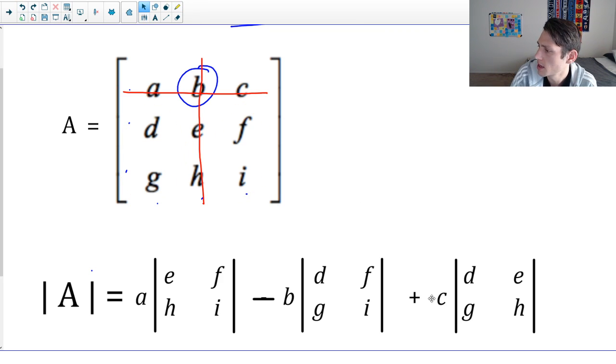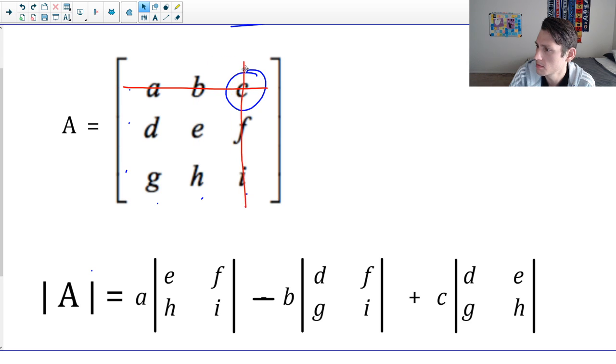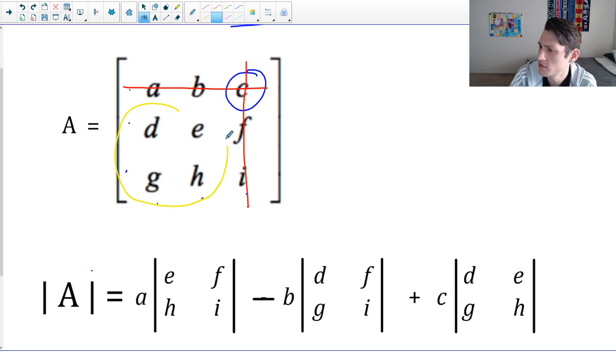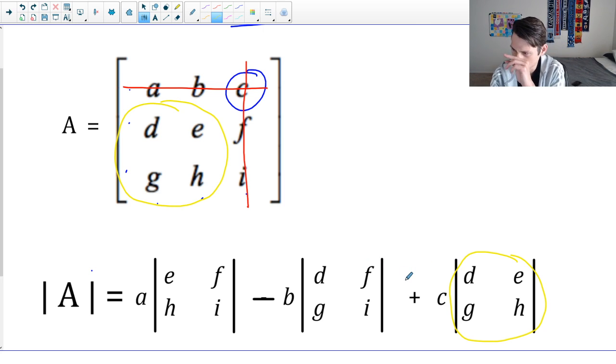Okay, and lastly, so now if I move over to C and I cross out the row and cross out the column, I have D, E, G, H. That's exactly what's right here. Okay, so that's where we get these numbers, or these entries. How does it decide? Well, whatever the coefficient is, A, B, or C, you cross out that row, cross out that column, and the stuff that's left, that's what goes inside of that 2x2.